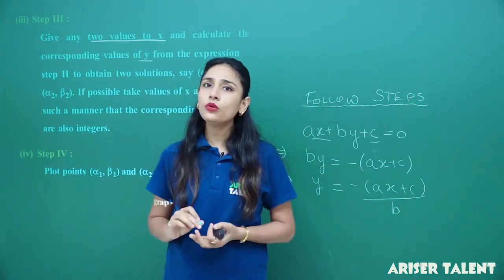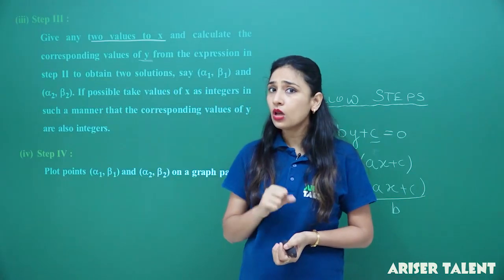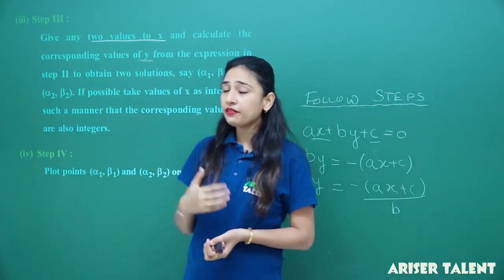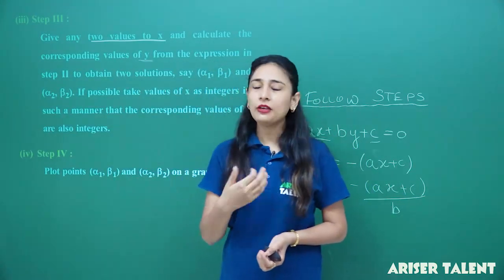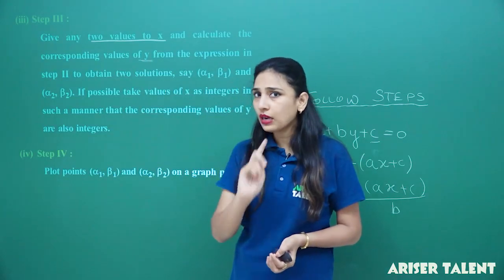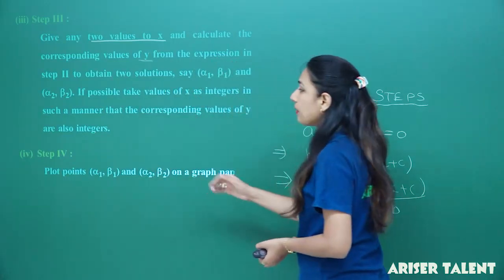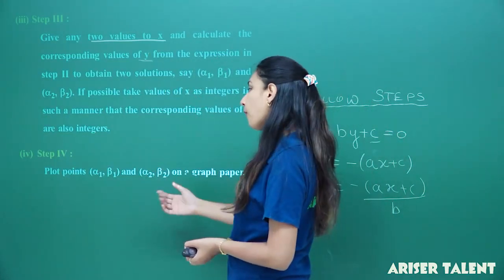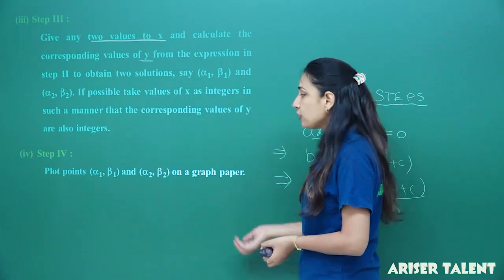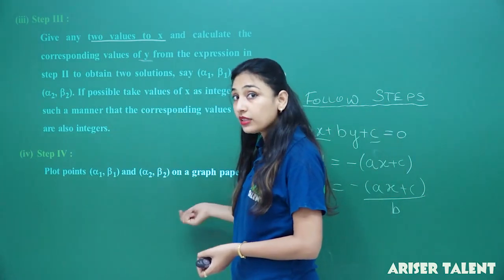So what you're going to do, you'll put such kind of values of x which are integers, and we'll be getting the value of y that will also be an integer. Okay, so you have to keep that in your mind. Right. Now step 4, plot points alpha 1, beta 1 and alpha 2, beta 2 on the graph paper.